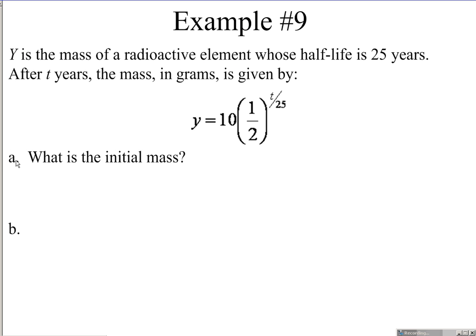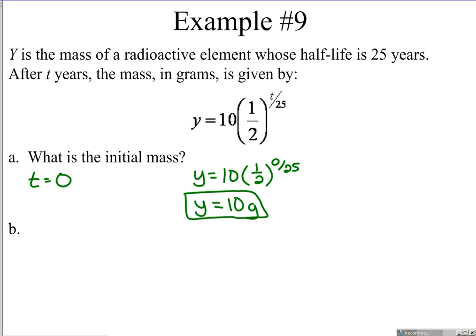If we're talking about the initial mass or the starting mass, how much time has gone by? If it's initial, that means no time has gone by. So we're simply going to take this formula and plug in 0 for t. Anything to the 0 power is 1, so 1/2 to the 0 power is 1. We have 10 times 1, which means we are starting with 10 grams of this substance.